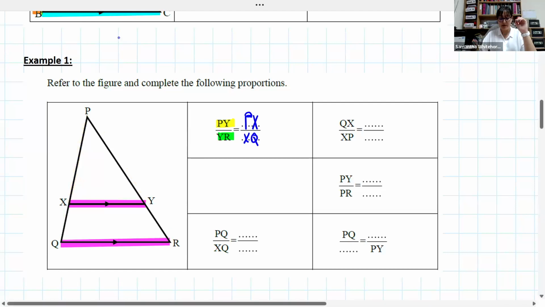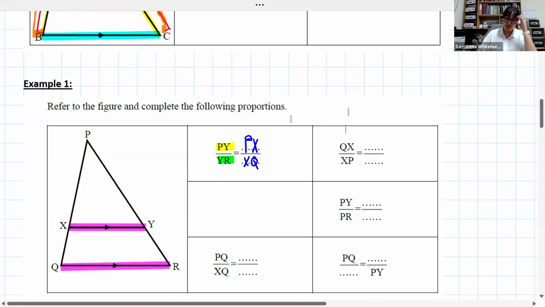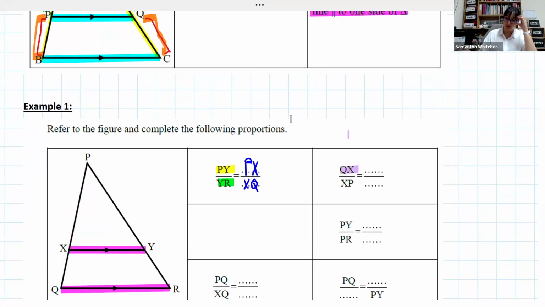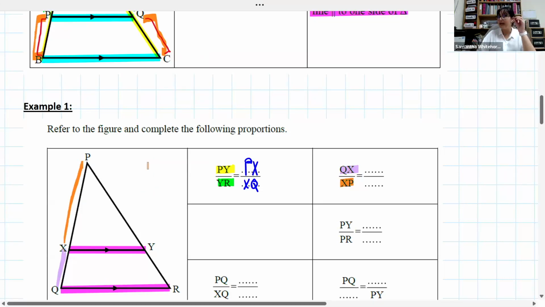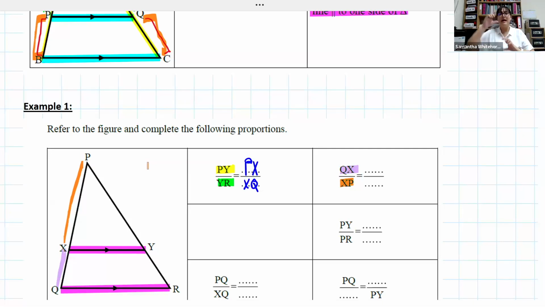So if we move over to the next one, we have been given XQ, which is this line segment at the bottom here, over XP. So XP is now the top line segment. So do you see how it's basically the same as what I just did, but now it's reversed? It's now bottom segment in comparison to top segment, whereas the last was top segment in comparison to bottom.